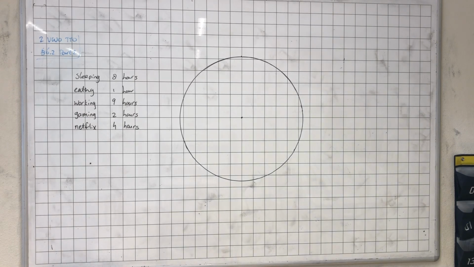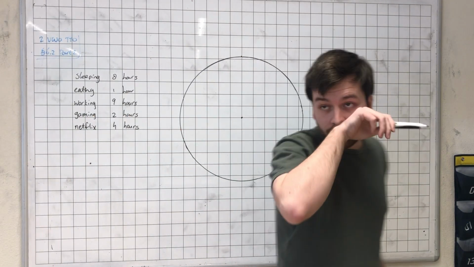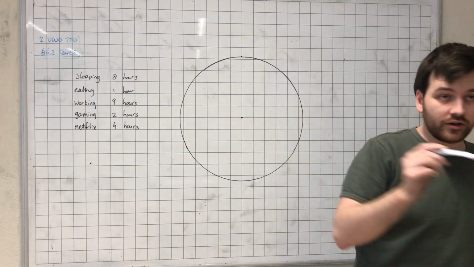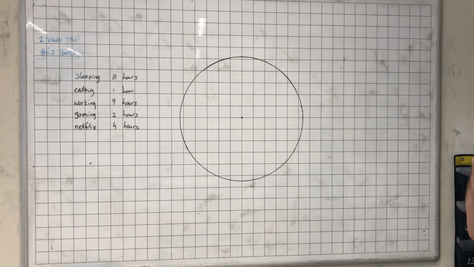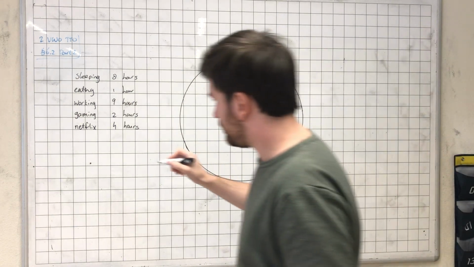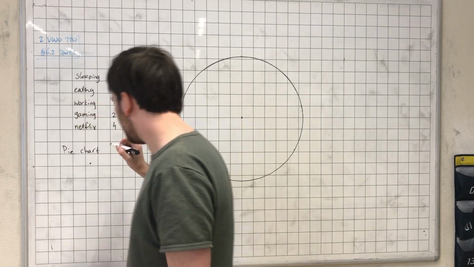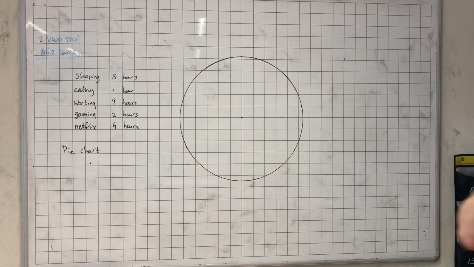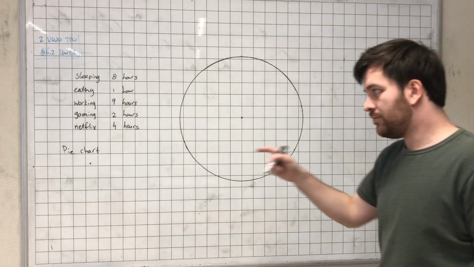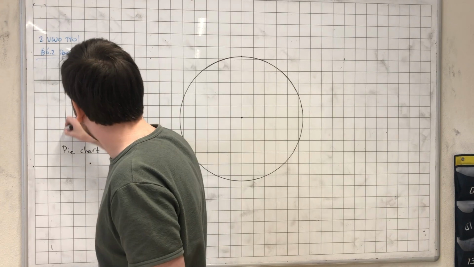Good afternoon, everyone. In this video, we're going to look at the second part of paragraph 6.2, and we're going to look at something that we're going to call a pie chart. In Dutch, it's a cirkeldiagram. And what are we going to do? We're going to try and make a pie chart for this data over here.